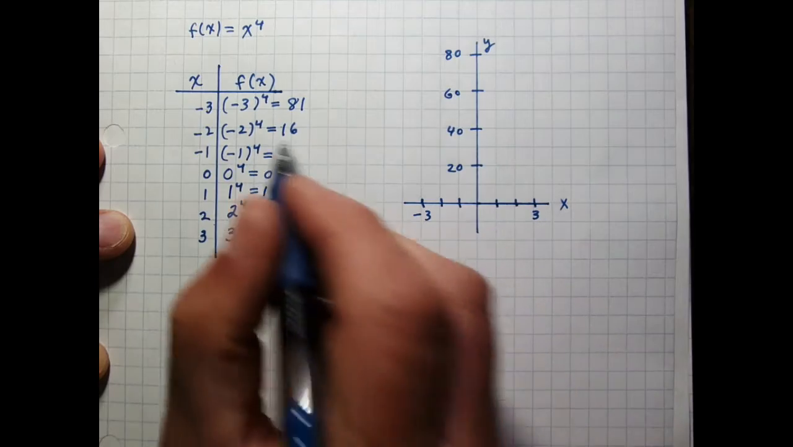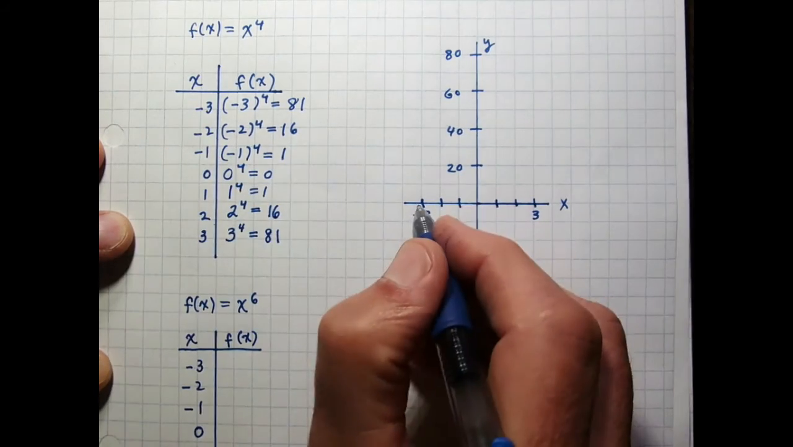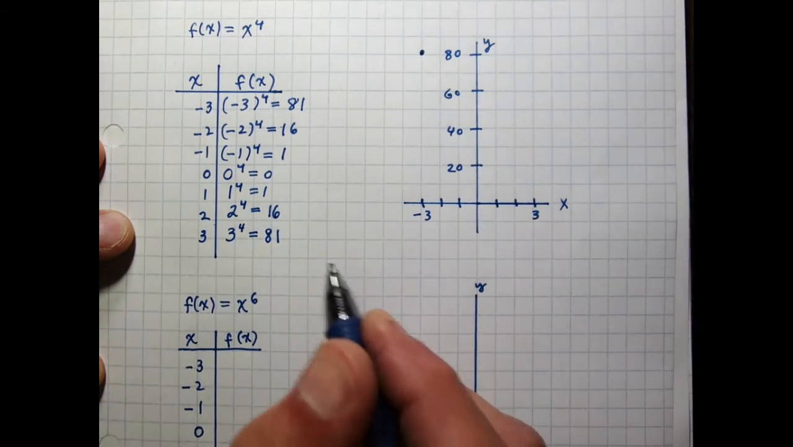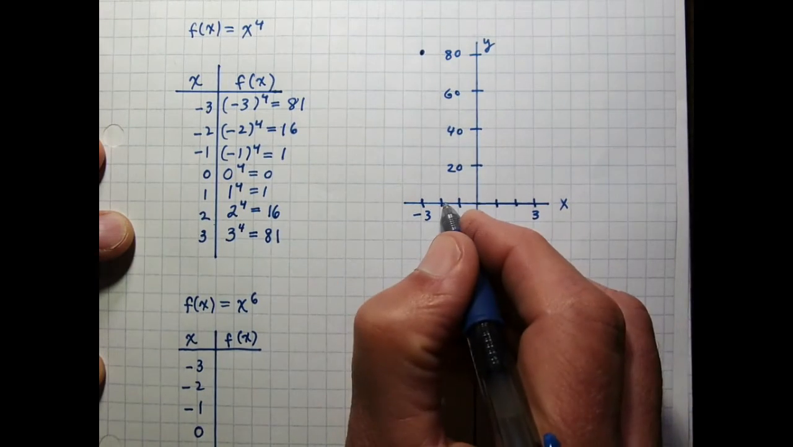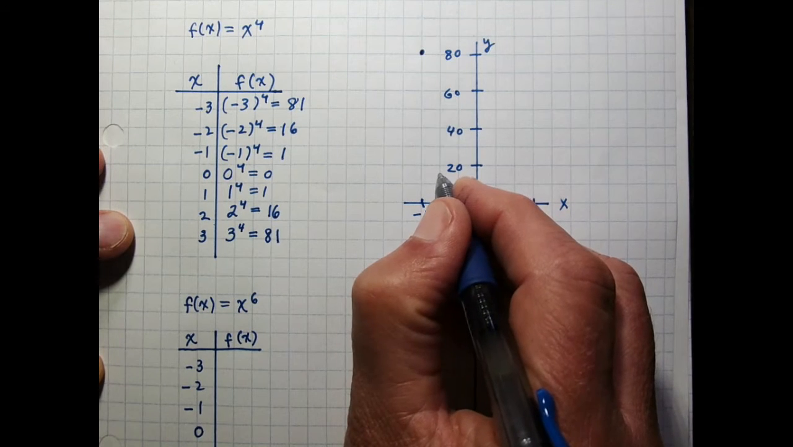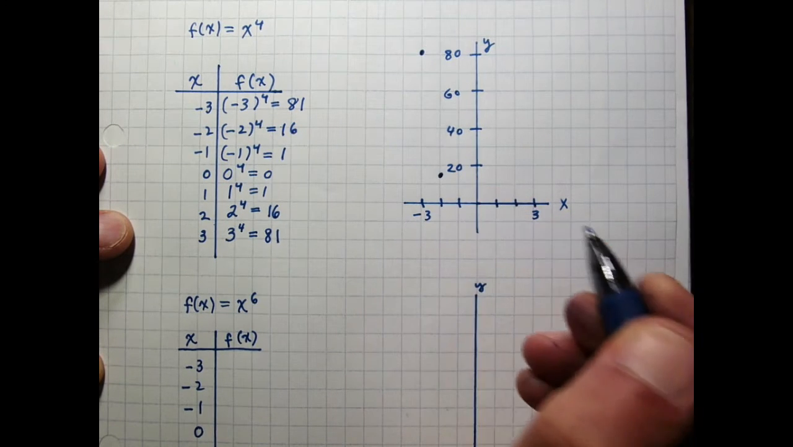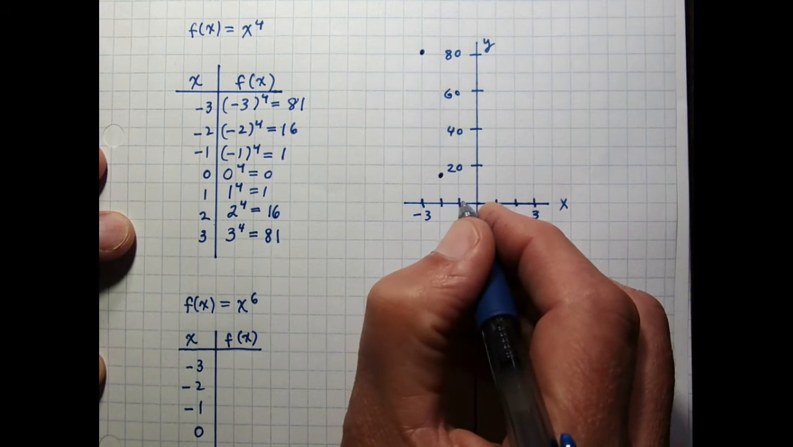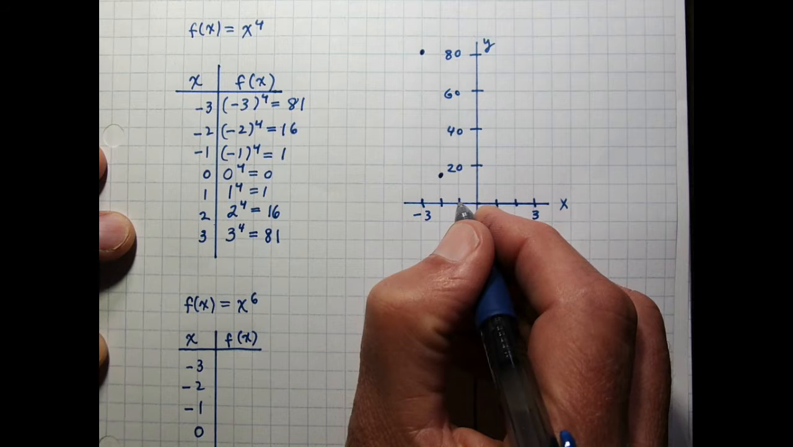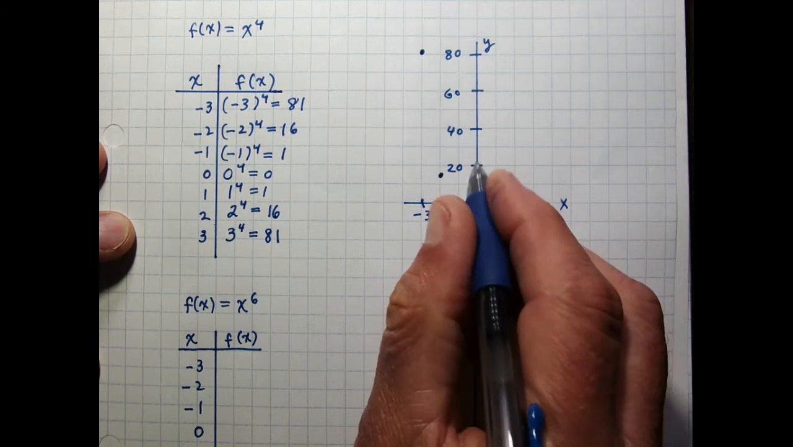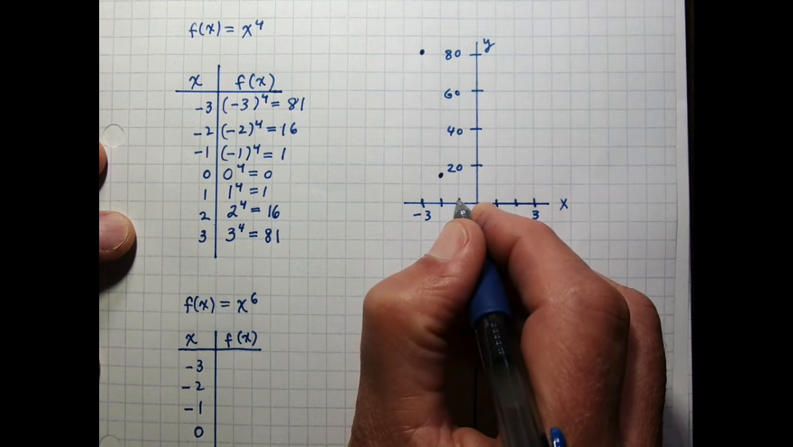Now let's go ahead and plot these points. Negative 3, positive 81. It's going to be way up there. Negative 2, 16, negative 2, 16. Now that's 10, 15. I just have to approximate its location about like so. Negative 1, 1. Now negative 1 is here on the x-axis, but the y-coordinate for 1 is, on this scale, very, very close to the x-axis.